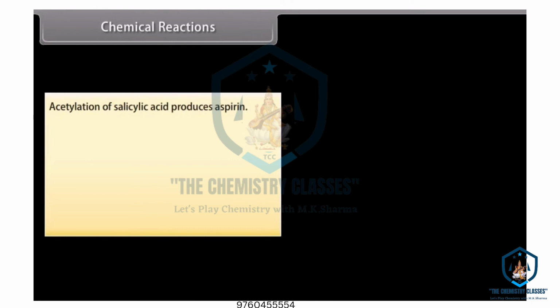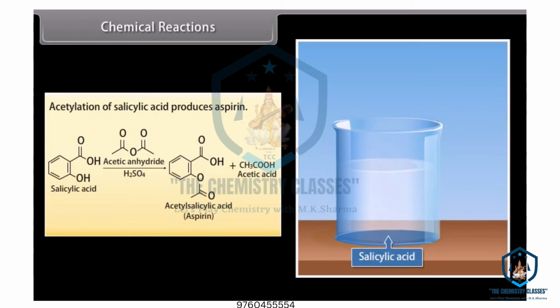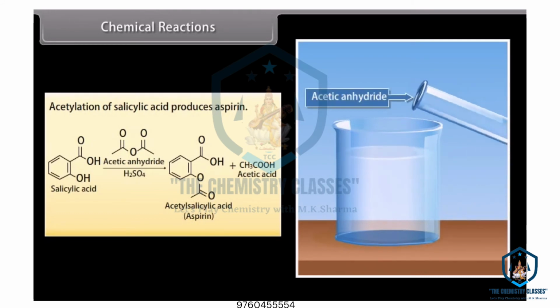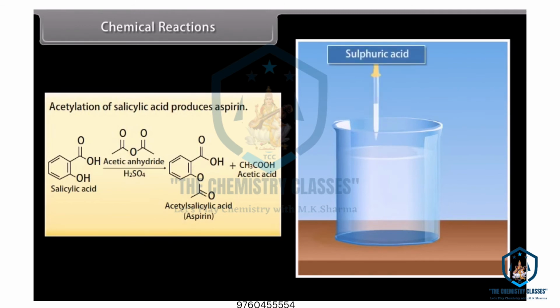Acetylation of salicylic acid produces aspirin. Acetic anhydride reacts with salicylic acid in the presence of sulfuric acid to form acetylsalicylic acid, or aspirin, and acetic acid.